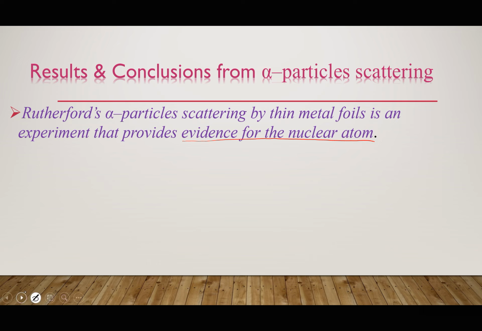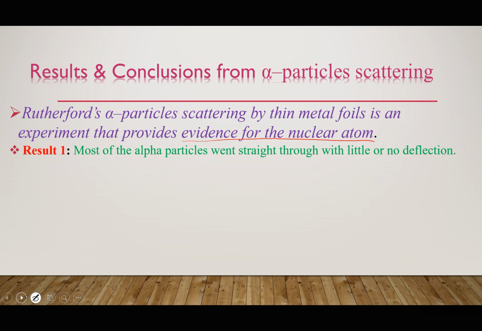So the results of the alpha particle scattering experiment should not be forgotten. Number one, we have seen from the animations that most of the alpha particles went straight through a thin gold foil, with little or no deflection at all. What conclusion can we make? Why are most of the alpha particles going through? The conclusion we can make is that most of the atom is entirely empty space.